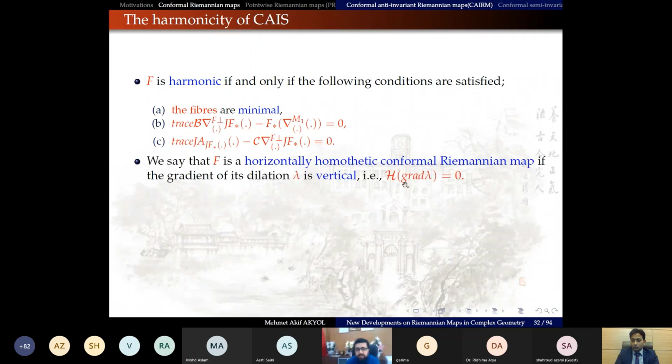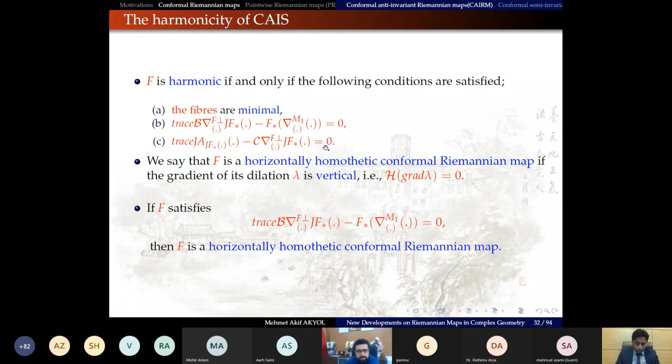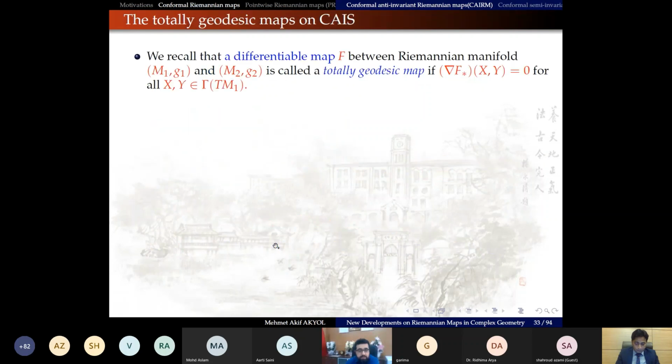If the horizontal part of gradient lambda equals zero, it means that the gradient of the dilation is vertical. We call it F is a horizontally homothetic conformal Riemannian map. So if we have this condition, then F is a horizontally homothetic conformal Riemannian map.